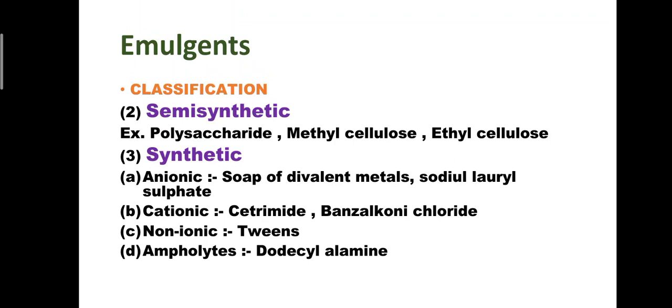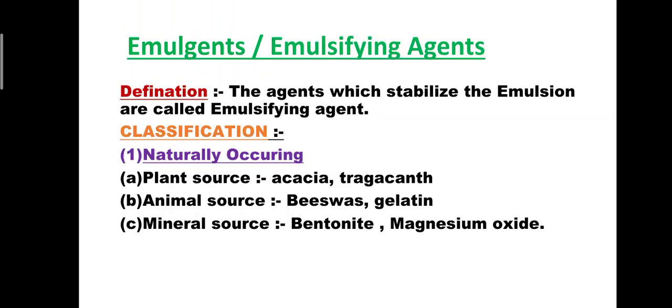Second, cationic. Example, cetrimide, benzalkonium chloride. Third, non-ionic. Example, Tweens. The fourth, ampholytes. Example, dodecylamine. These are some examples of emulsifying agents, meaning the agents which stabilize the emulsion.